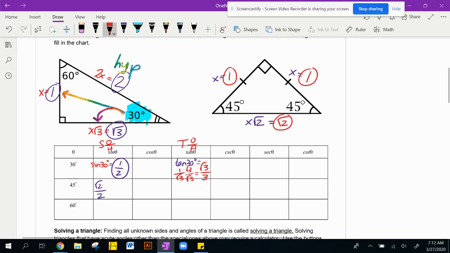Remember that the cosecant is the reciprocal of sine. So if I already have sine of 30 degrees over here, to get the cosecant, we just flip that. Same thing for, remember this guy came from 1 over root 2. So if I want the cosecant of 45 degrees, I'm just going to flip it, root 2 over 1. Secant is 1 over cosine, cotangent 1 over tangent.